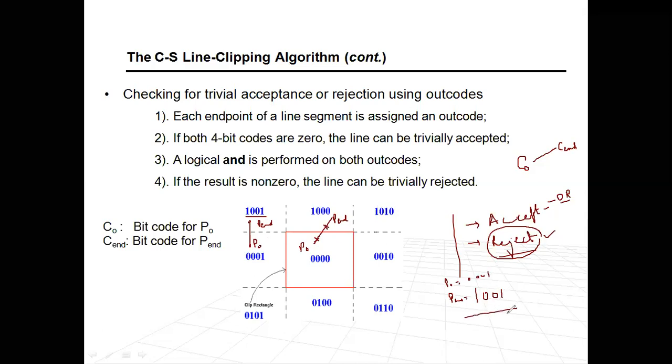Perform the AND operation between them. 1 and 1 gives 1, and the rest give 0. It gives a non-zero value. If the AND operation results in a non-zero value, the line can be trivially rejected. Let's draw a line from here to here.